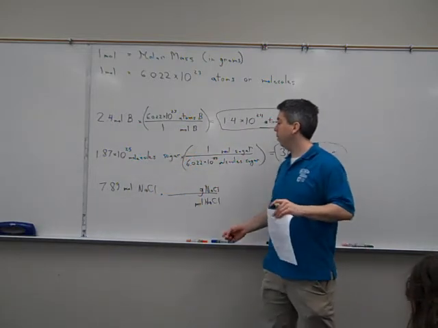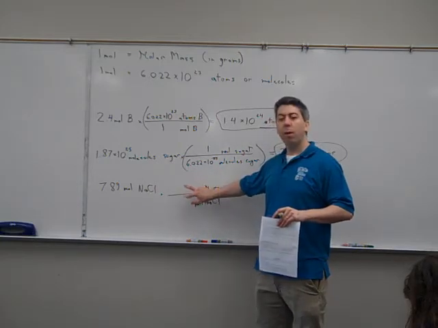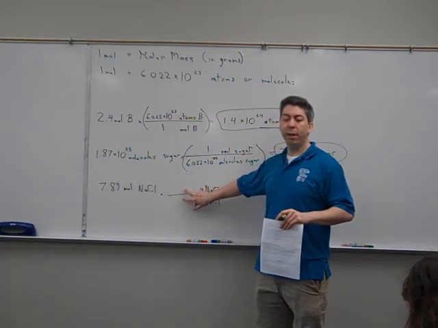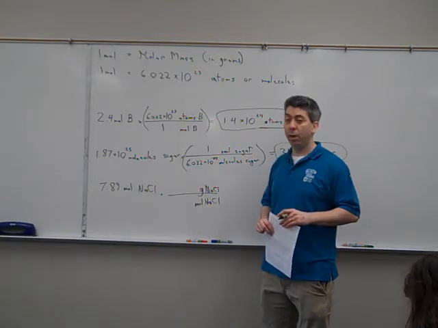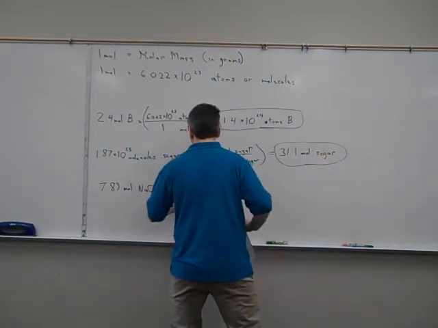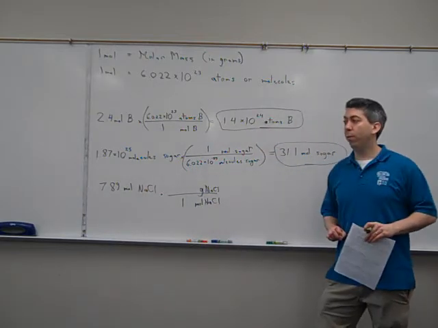Alright, so what numbers do I put here? Where do I get my numbers for grams and moles? So you put 1 mole. 1 mole, that's true, 1 mole. And what do I put for grams?